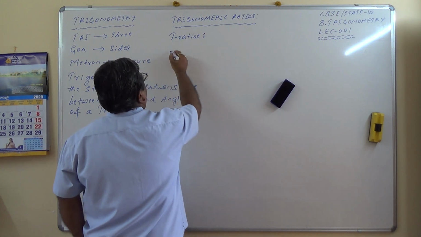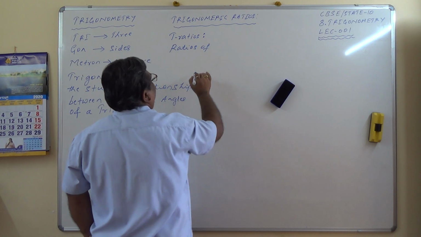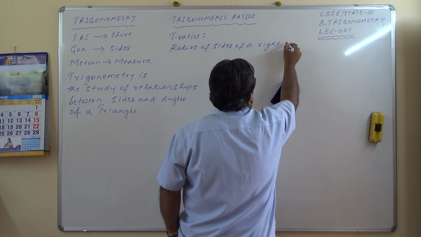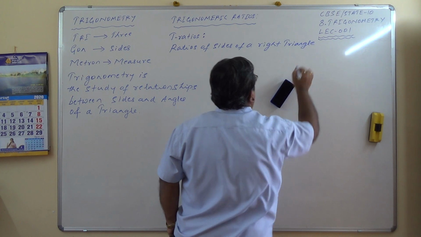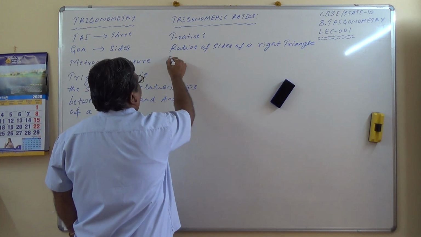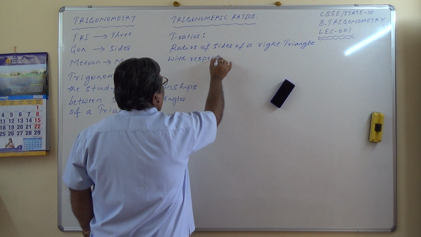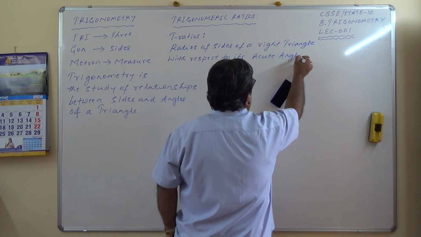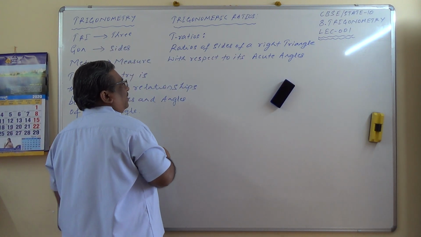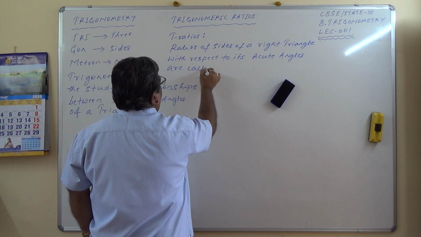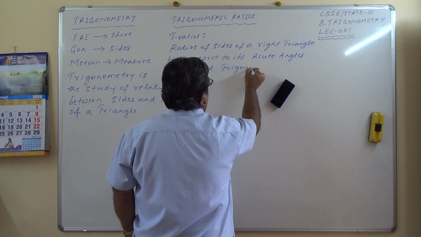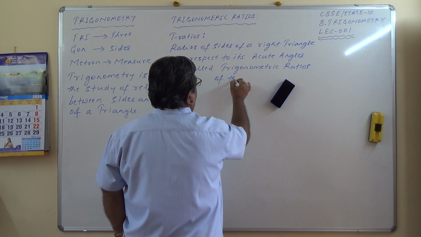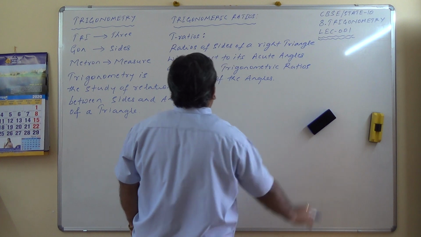T ratios: ratios of sides of a right triangle with respect to its acute angles are called trigonometric ratios of the angle.